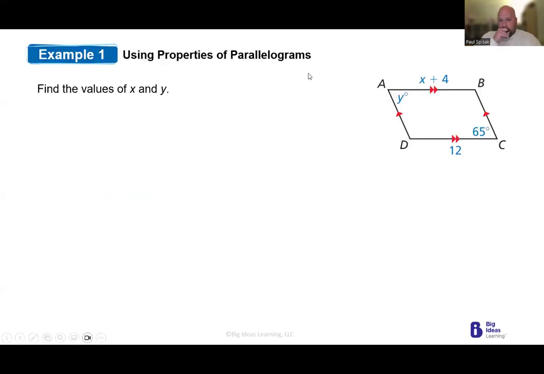So now, using some of these properties in an example, find the values of X and Y. Well, X is on one of our sides. Y is one of our angles. We're going to do X first.